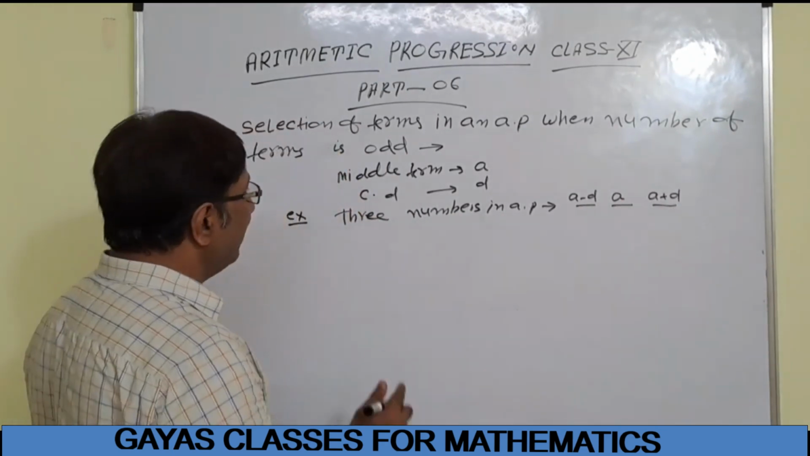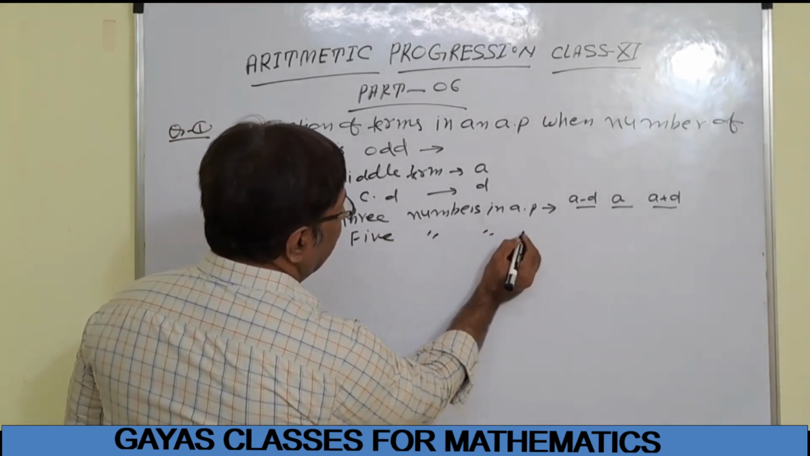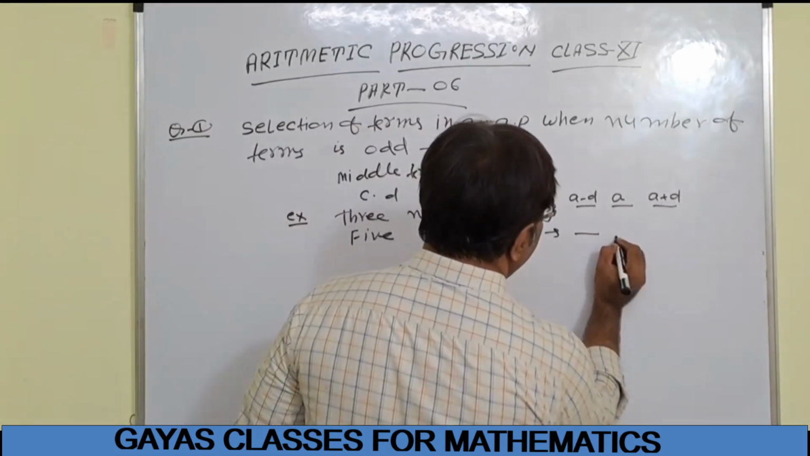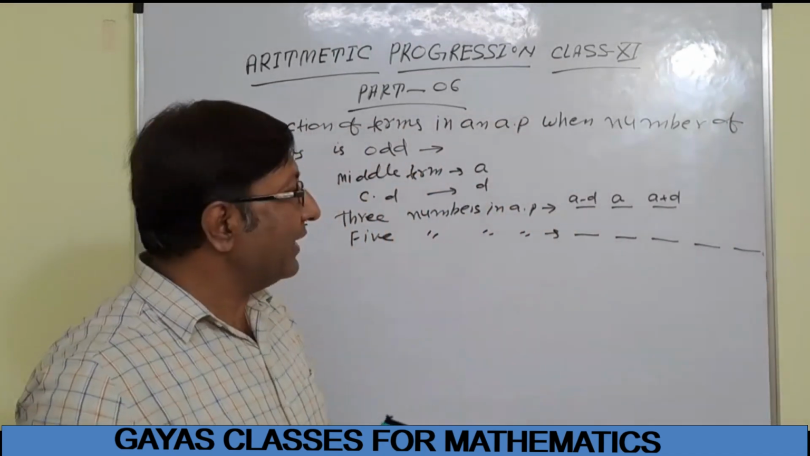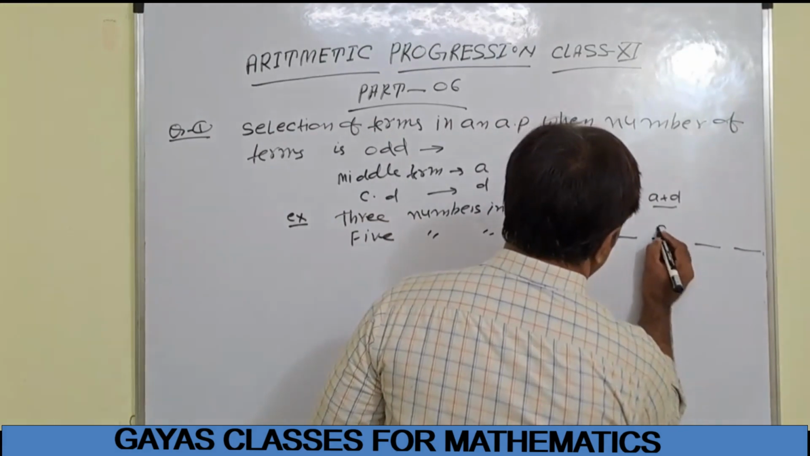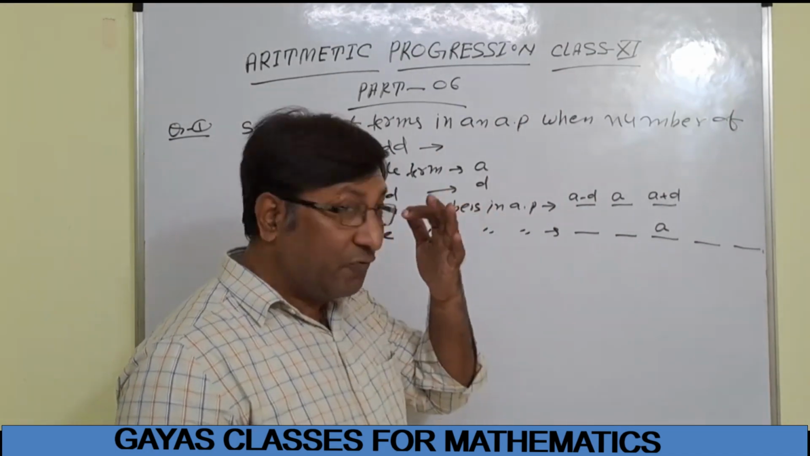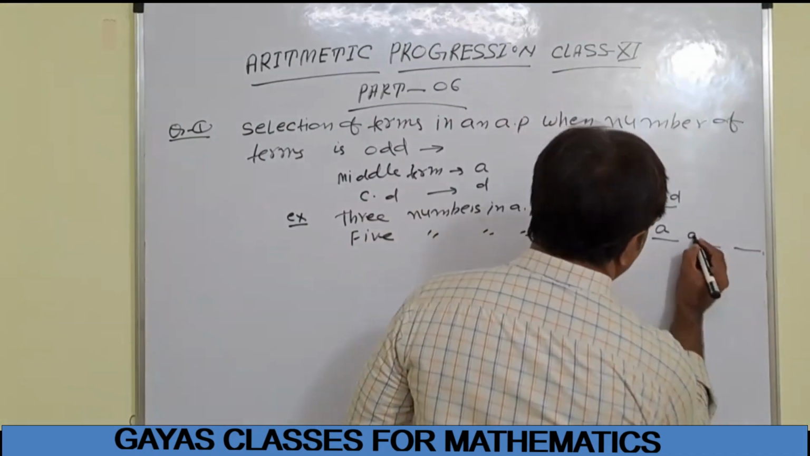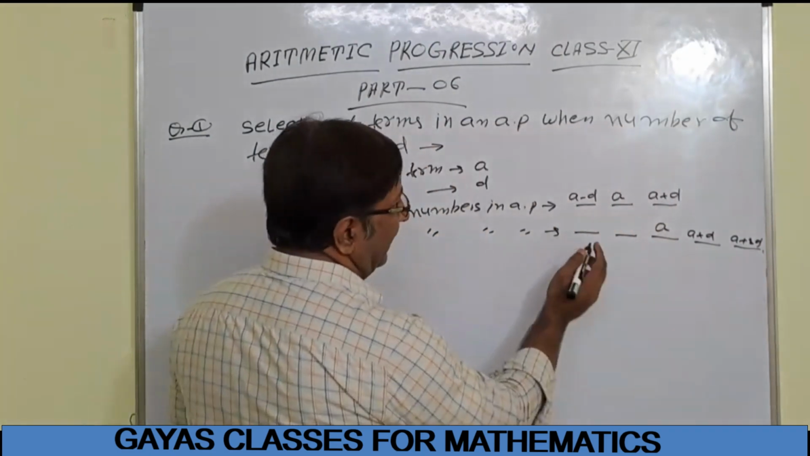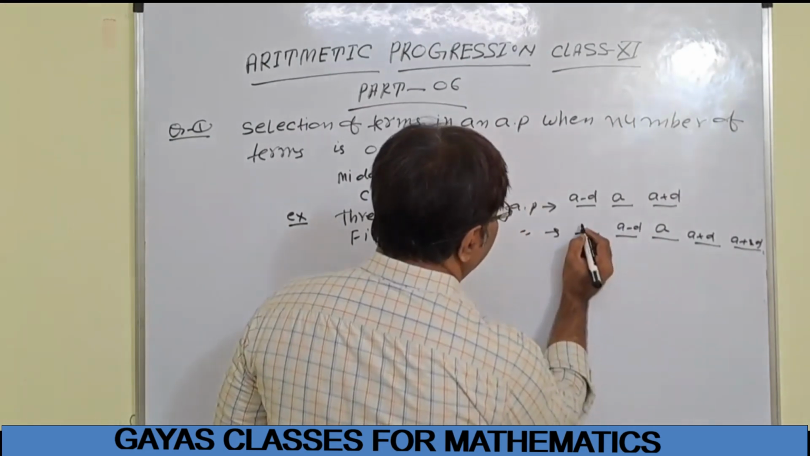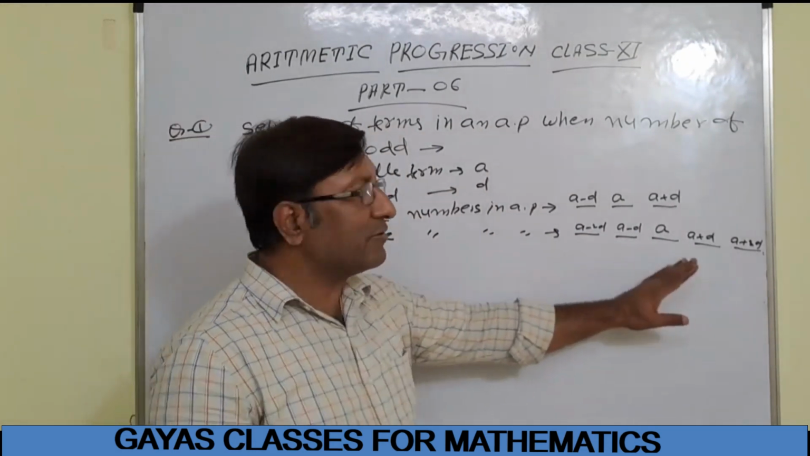Okay. In the same way, suppose we are finding 5 numbers in AP. So this is first, second, third, fourth and fifth. Now the same technique. The middle is this, so this term will be A. Now we have to find these 2 terms and these 2 terms. The common difference is D, so this will be A plus D, this will be A plus 2D. Now going back, this will be A minus D, and this will be A minus 2D. In this way we have found 5 terms in AP.